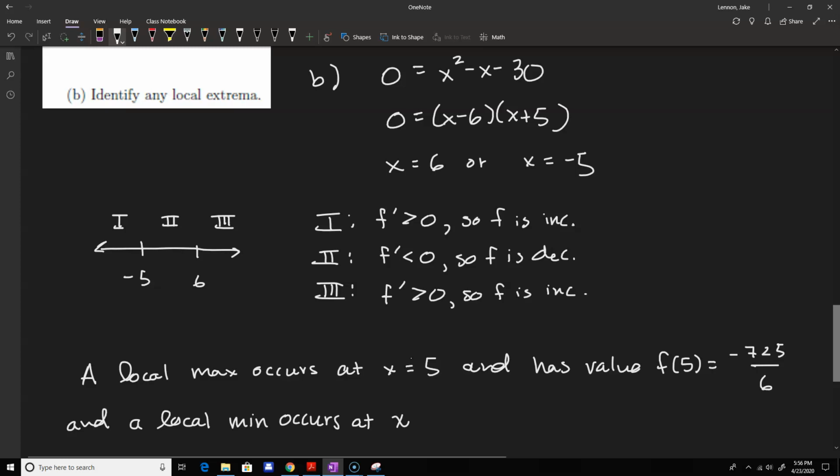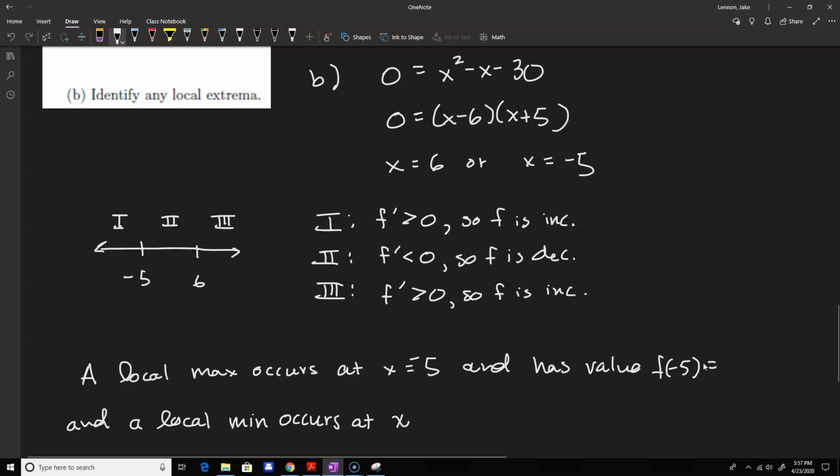So this occurs, I wrote x equals positive 5, I meant negative 5. So I probably plugged in the wrong number in that case, unfortunately. So yeah, this is incorrect. We want to plug in negative 5, not positive 5. Sorry about that. So f of negative 5, let's plug that in.